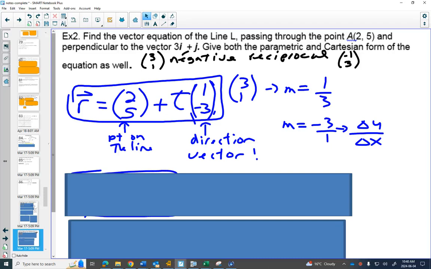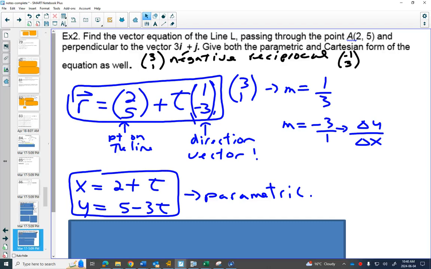If you look at the components, you could write your parametric equation. The x component is always going to be 2 plus t. The y component is always going to be 5 minus 3t.